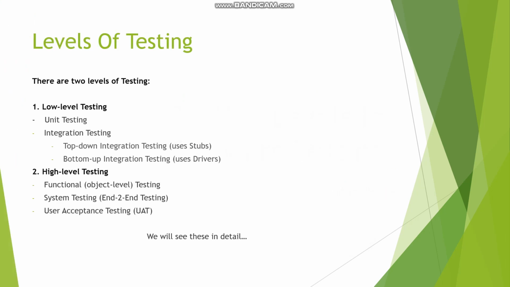Now the levels of software testing: there are two levels. One is low level testing, another is high level testing. In low level testing, unit testing is there, integration testing is there. Again in the integration testing, top down integration testing is called stubs and bottom up integration testing is called drivers. In the high level testing, functional or object level testing, system testing means end to end testing, and user acceptance testing, UAT. So these are the two levels, low level and high level. We will go one by one.